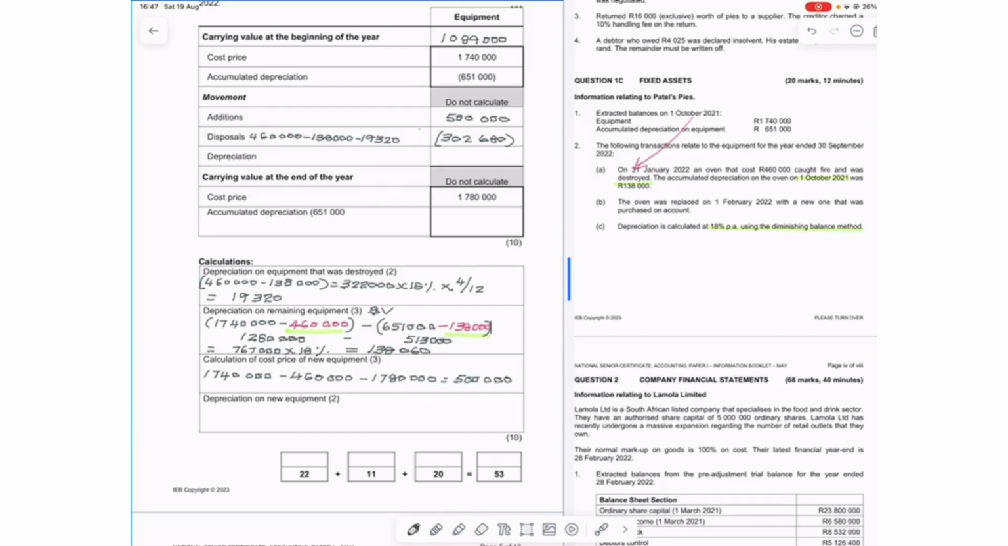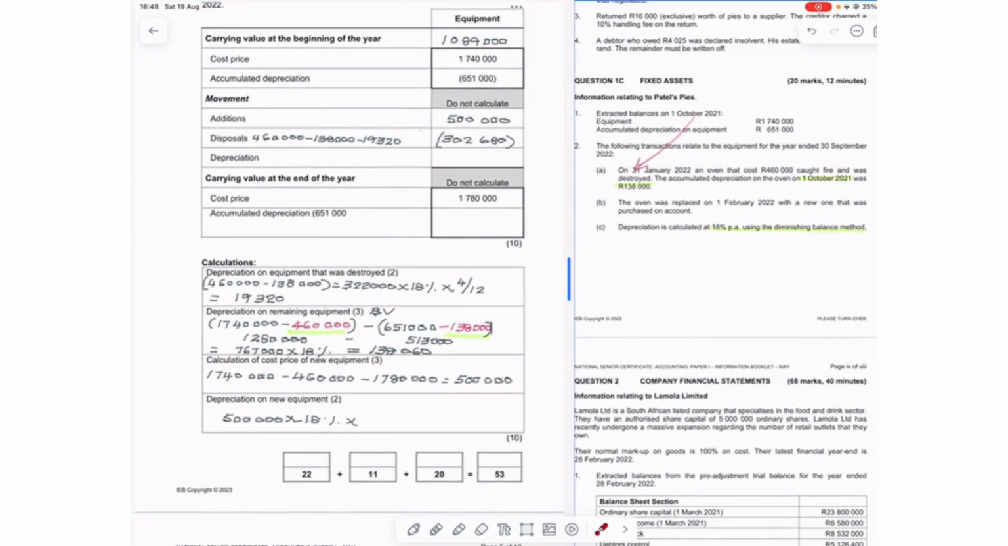Good, we're almost done. Now we've got to calculate the depreciation on the new equipment. There's your new equipment, and this is easy because it's the first year that it's been brought into use. So there's no accumulated depreciation. 500,000, multiply that by 18%. And remember that you must only depreciate for the number of months that you have used that new oven. It was purchased on the 1st of February.